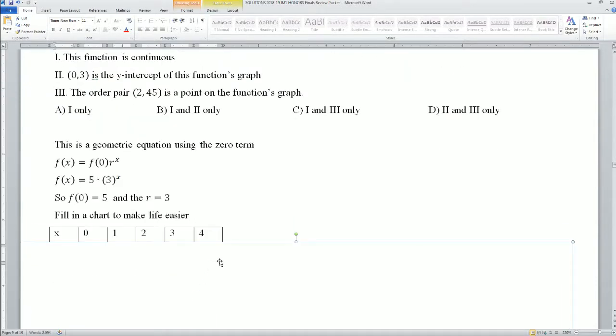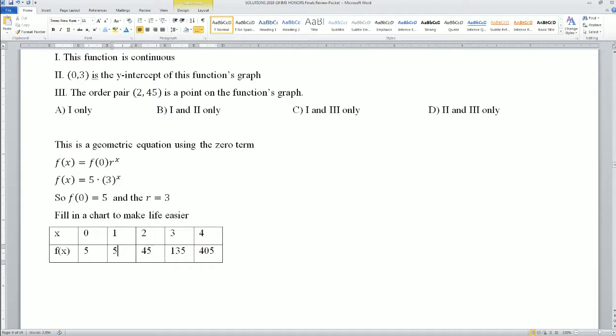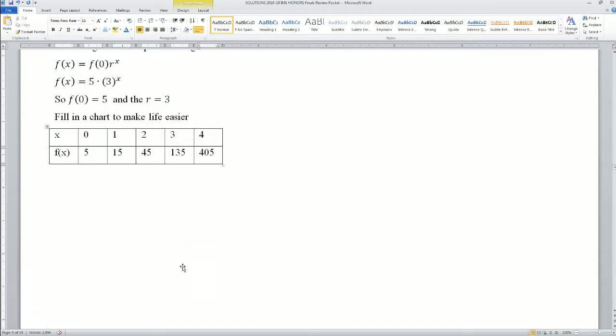So you're going to fill in a chart to make your life easier, right? You start with 5, then you times 3, right? Because that would be times 3. That's how you got 15. Times 3 again is 45. Times 3 again is 135. Times 3 again is 405.